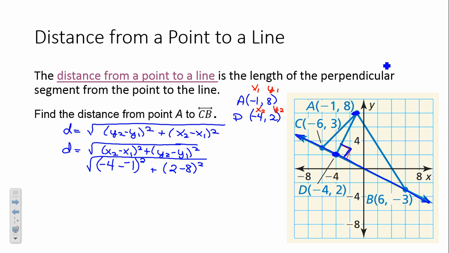Okay, what is -4 minus a -1? Minus a minus becomes plus a positive, so -4 plus 1, -3. We're going to square that. What is 2 minus 8? -6. We're going to square that. So -3 squared is 9. -6 squared is 36, and 9 plus 36 is 45. We'll have the square root of 45.